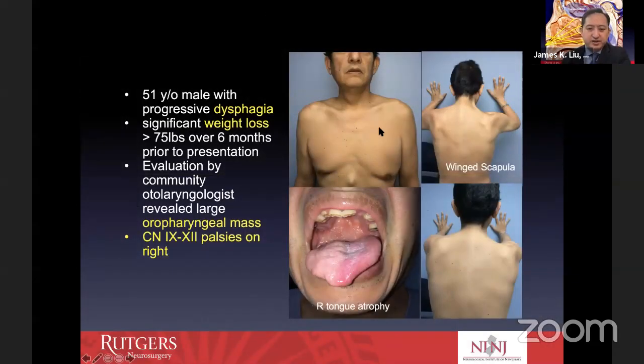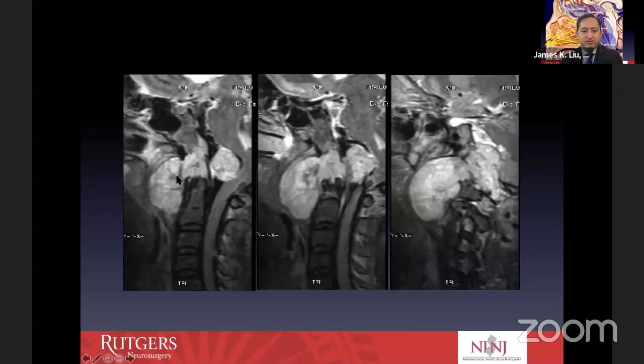Now, when you see a patient like this, this is a patient who had an oral mass, has a wing scapula, right tongue atrophy, and dysphagia and dysphonia. This is Vernet syndrome. There's cranial nerves 9 through 12 palsies on the right. He's got weight loss because he can't swallow. And he's got this film. He's got this big chordoma in the craniocervical junction with brainstem compression.